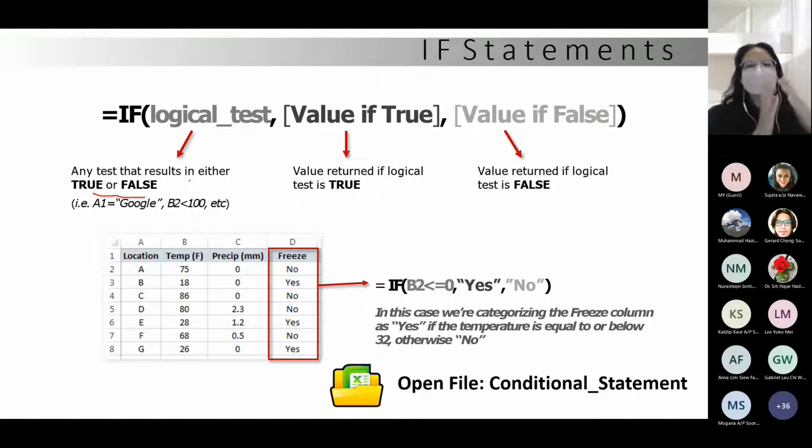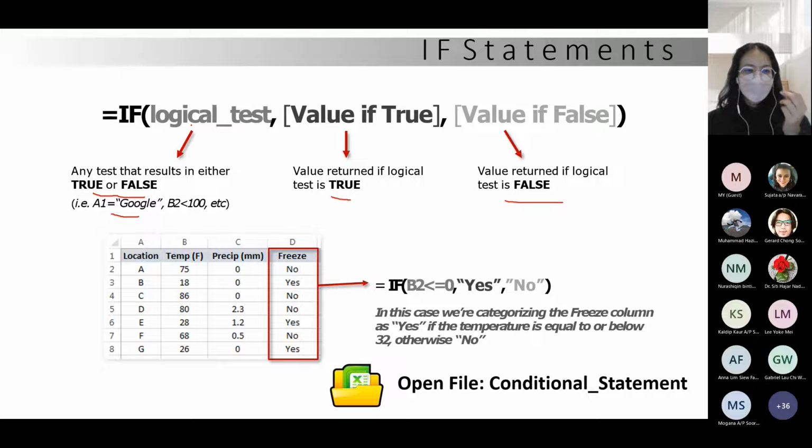So maybe if salary is less than 1,000, then maybe you want to categorize and say they are part-time staff. Example, maybe you've got your part-time waitress, part-time receptionist. Or if A1 equals Google, then do something. Otherwise, return this as false, return this as something else.